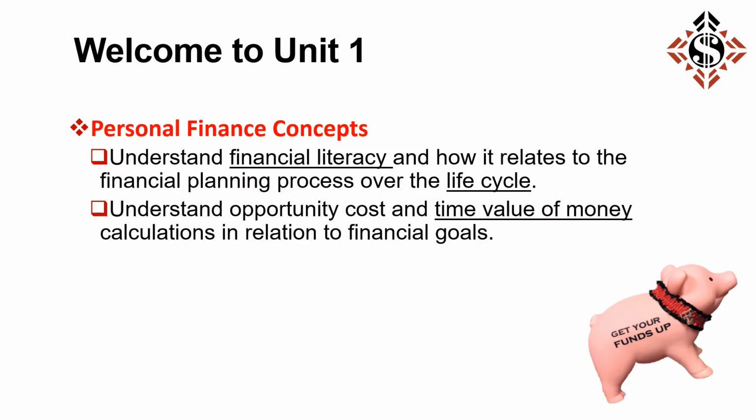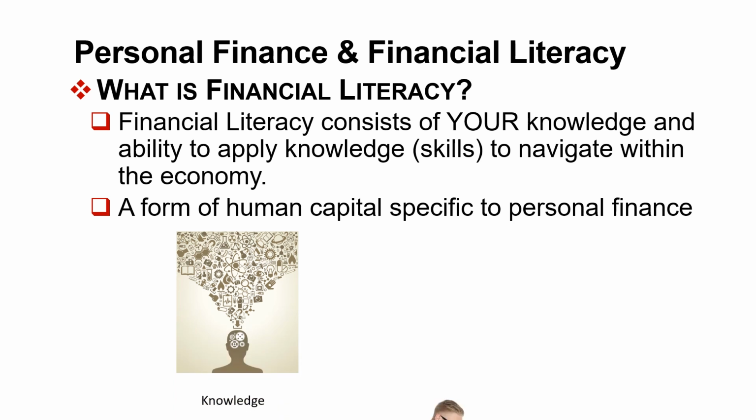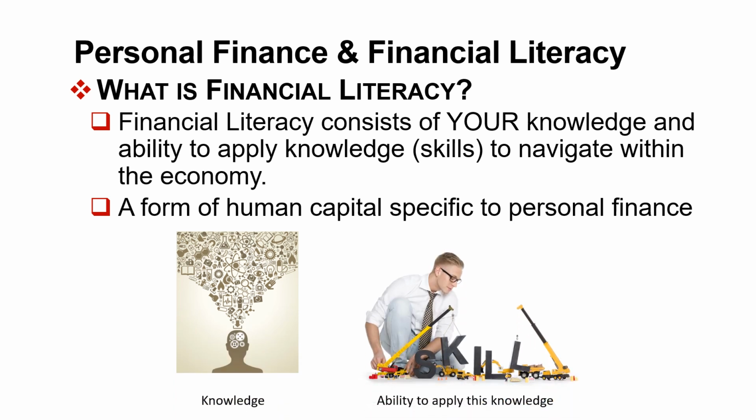In Unit 1 we have two learning goals. First, understand financial literacy and how it relates to the financial planning process over the life cycle. Second, understand the opportunity cost and time value of money calculations in relation to financial goals. Let's start with the first learning goal.